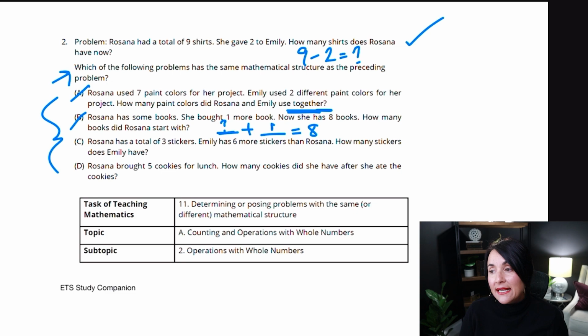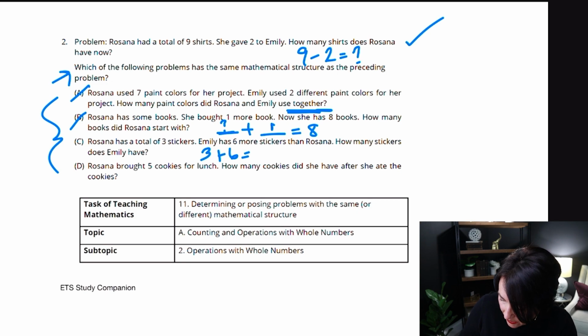C, Rosanna has a total of 3 stickers. Emily has 6 more stickers than Rosanna. How many stickers does Emily have? This is actually addition as well. We have 3 plus 6 equals, and we're not sure what the ending is. That's what they're asking us. And then, so we can cross that off.